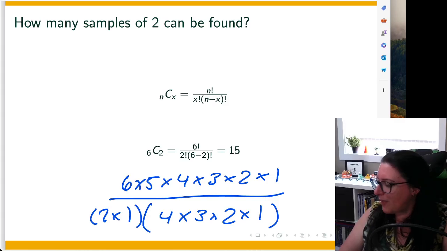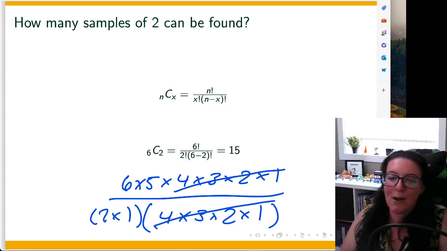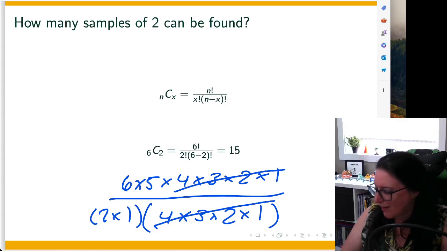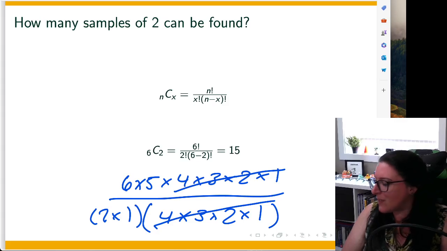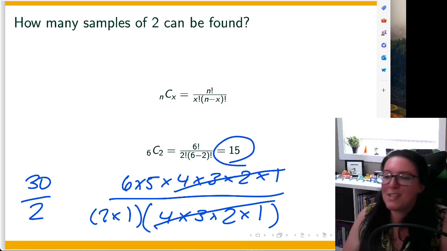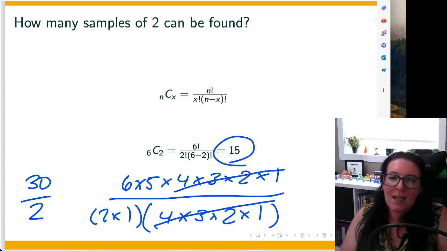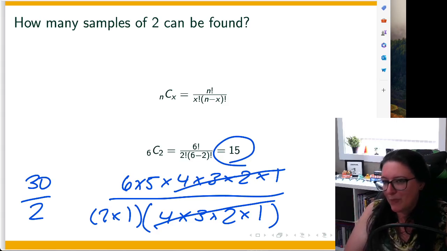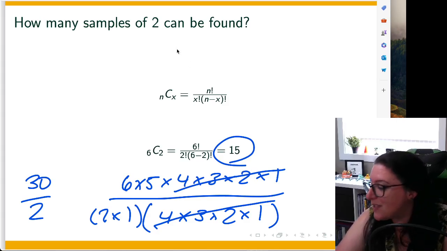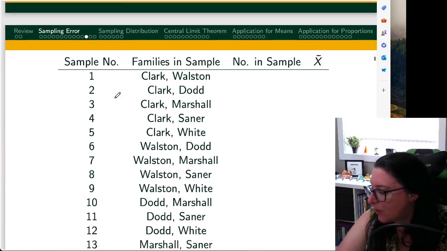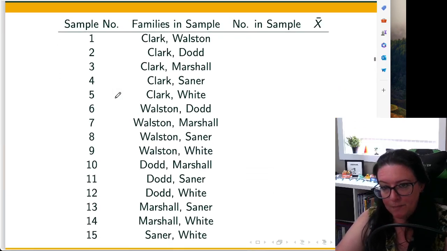So what we end up with is that these 2 cancel each other out because it's all multiplication. So it's all times each other, which means that we can remove the top and the bottom when they're the same. What we get is 30 divided by 2, which gives us 15 different combinations if we are going to have 6 families and take them in groups of 2. So let's suppose we take a sample of size 2. Well, that means there are 15 different possible samples we could take.